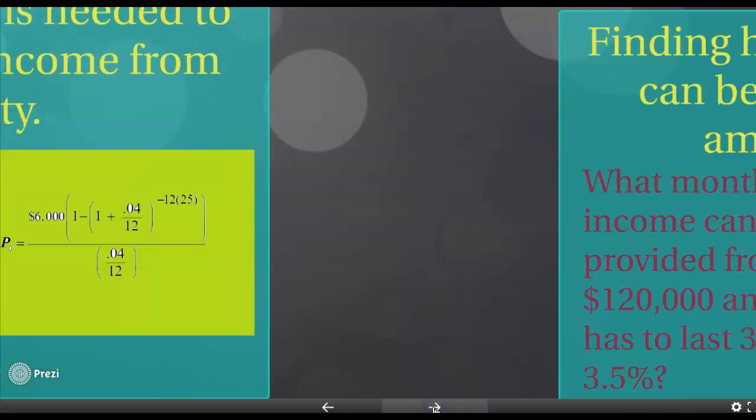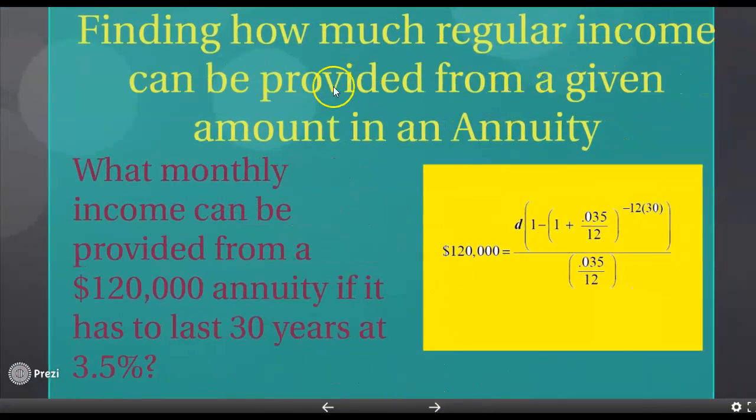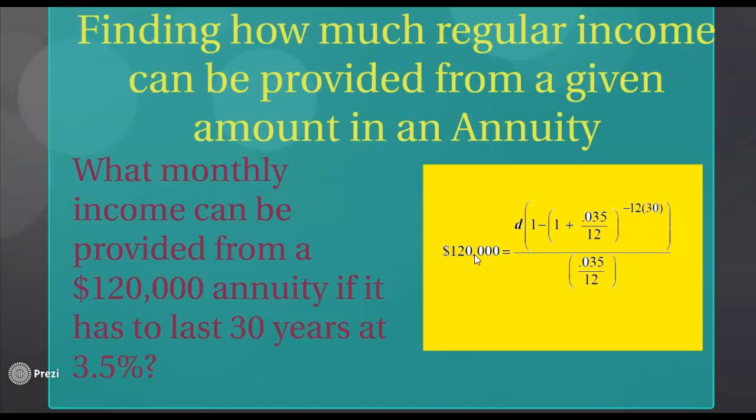The next example is how much regular income can be provided from a given amount in an annuity. So here we know what we have. We have $120,000, and now we want to find out what kind of income we could get from that if we wanted it to last for 30 years. It wouldn't be a whole lot in that particular case, but again, on the back of this card, you'd flip it over and you'd have the solution worked out, or you'd show how you do that on the TI-84 TVM solver.